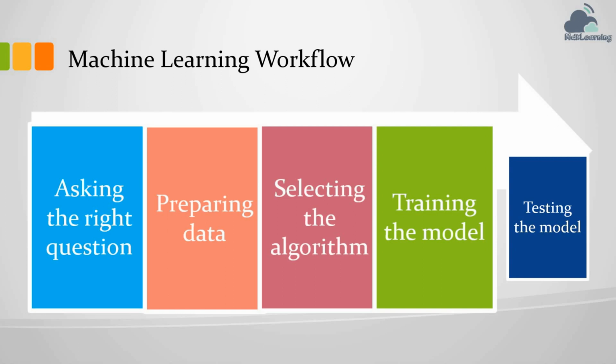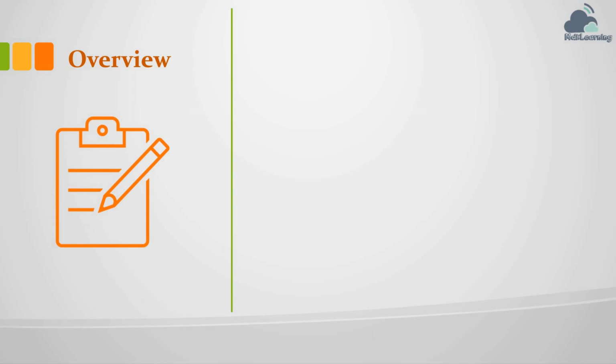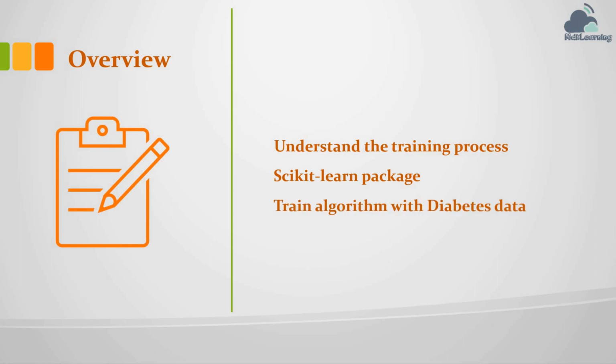When we are done with this training process, we will have a model that can predict if a person is likely to develop diabetes. In this module, we will get a detailed understanding of the training process, introduce the scikit-learn library, which can make the training and evaluation process much easier. Then we will go back to Python and train our algorithm with our diabetes data and produce a trained model.